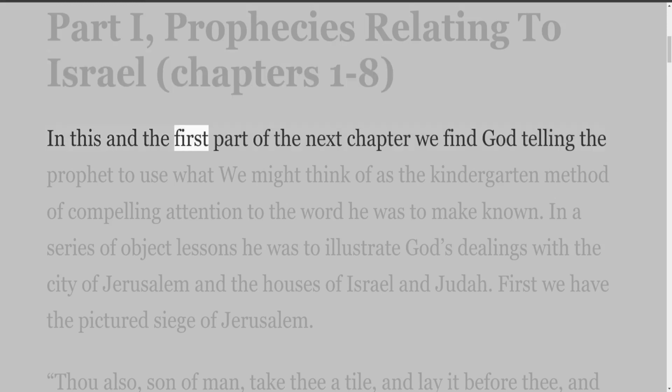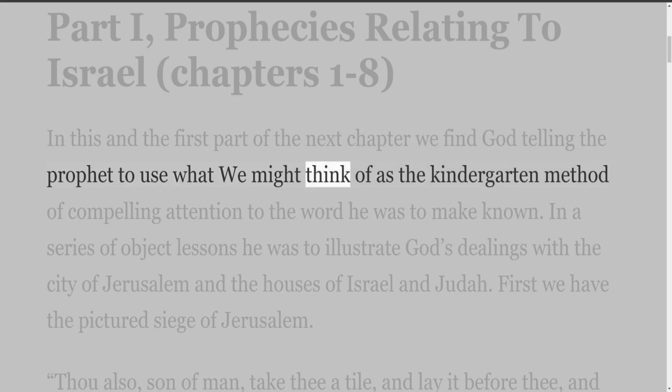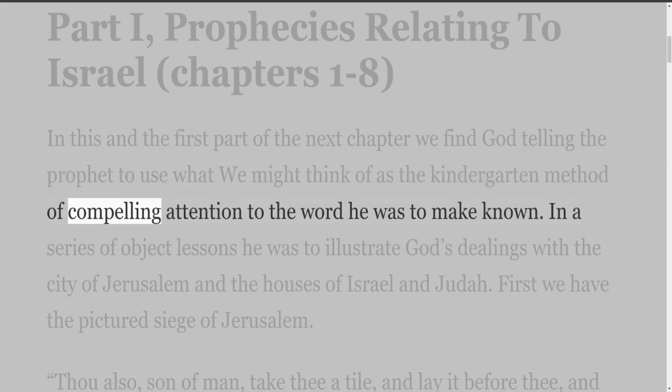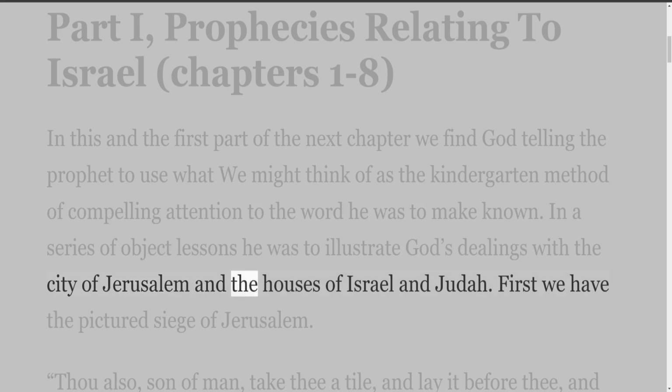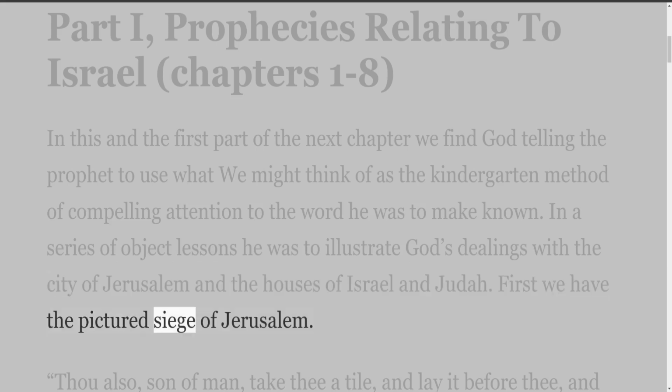In this and the first part of the next chapter we find God telling the prophet to use what we might think of as the kindergarten method of compelling attention to the word he was to make known. In a series of object lessons he was to illustrate God's dealings with the city of Jerusalem and the houses of Israel and Judah. First we have the pictured siege of Jerusalem.